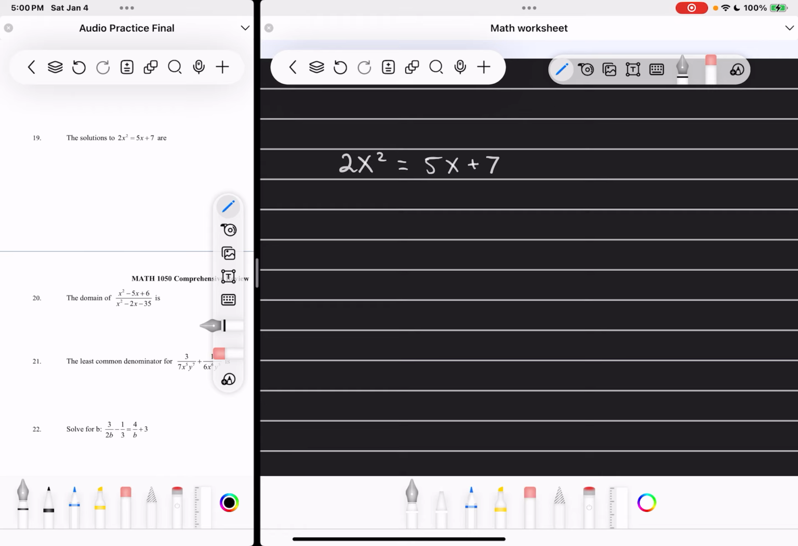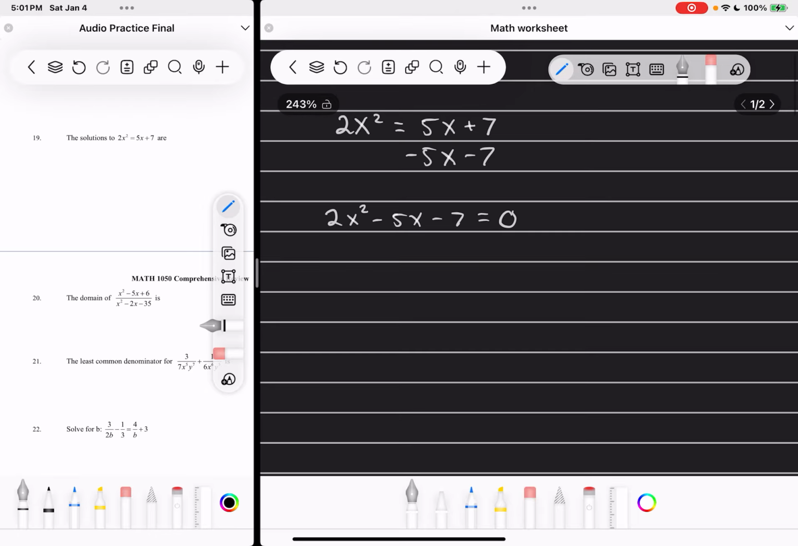The main reason I go from right to left and not left to right, not only does it set it up as equal to 0, but my x squared right here is already positive. Your largest variable power should always be positive when you're solving questions. So we're going to take these two and say minus 5x minus 7, and send it off to the other side. So we have 2x squared minus 5x minus 7 equals 0. That's just our initial setup of the question.